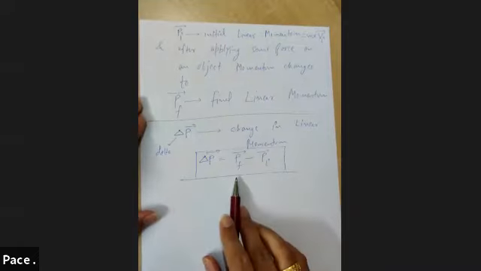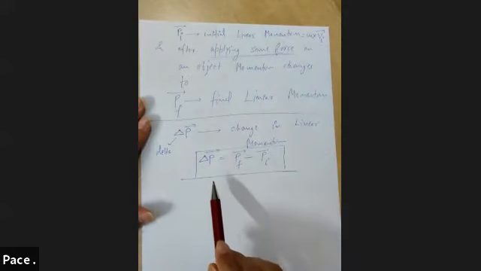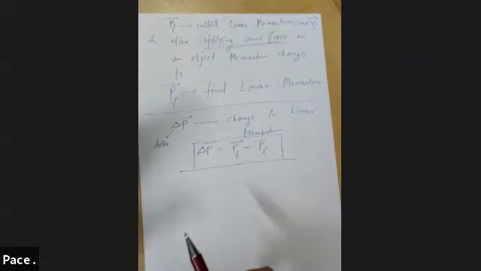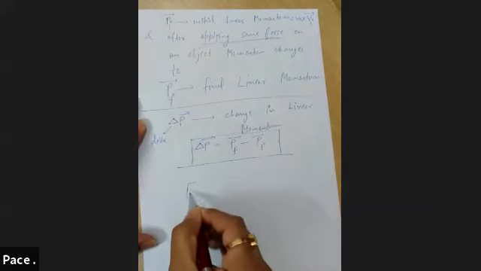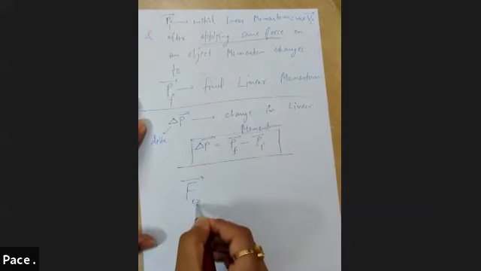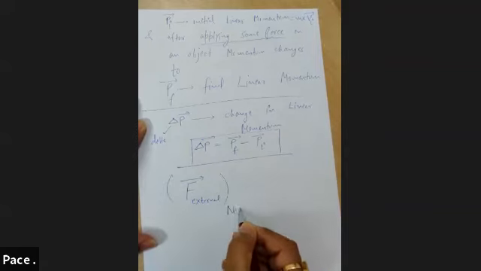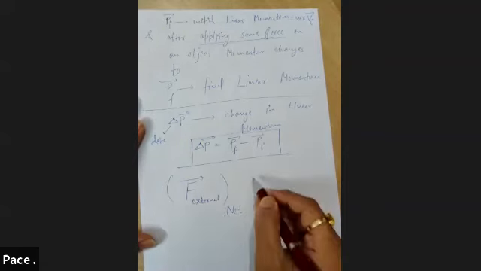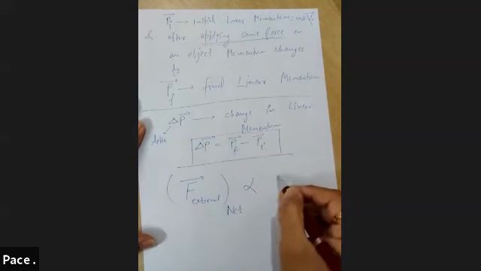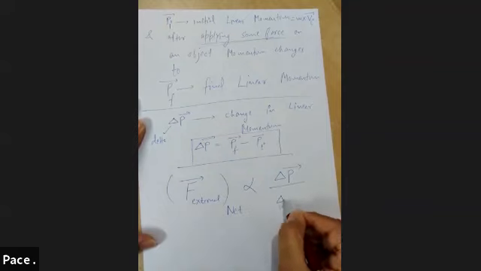And who is responsible for this change? The force applied. This force applied is responsible for change in linear momentum. So the second law, Newton stated, is that the net external force applied on an object is directly proportional to the change in its linear momentum with respect to time, delta t.